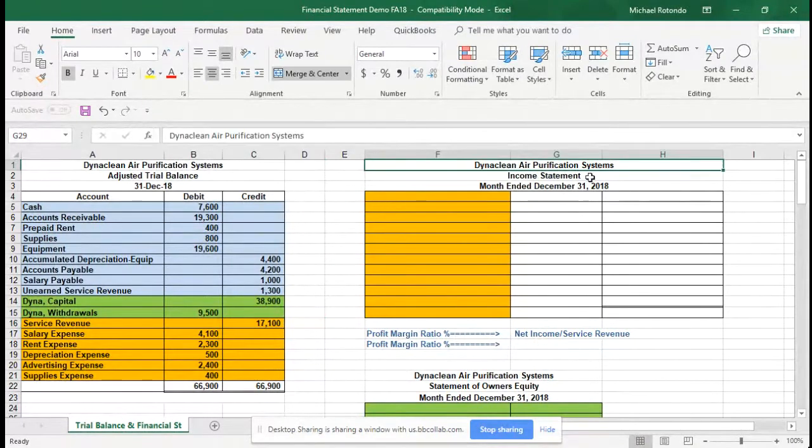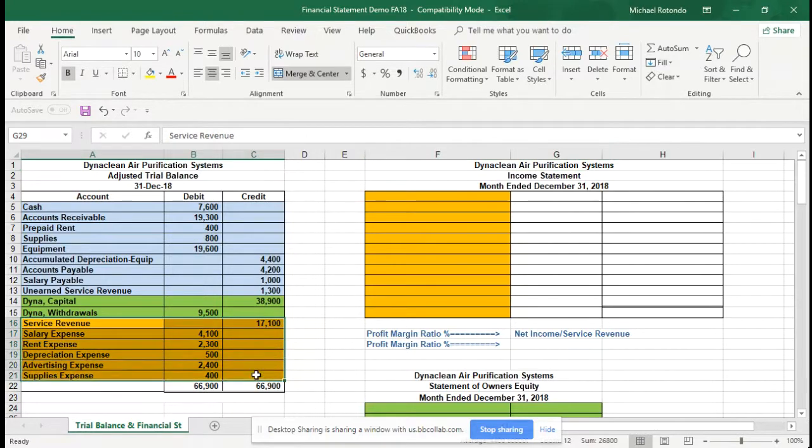So here's the income statement for DynaClean air purification systems. And you notice that I color coded it, although of course you wouldn't see that in a real situation, but I thought it might be easier to kind of connect the statements this way. You'll also notice that this is for the month ended December 31st, 2018. Income statements always measure activity over a period of time because they're trying to measure whether the company's profitable. Normally it's a year, but in this case it's a month.